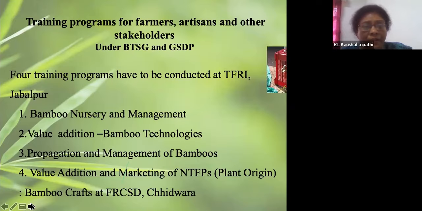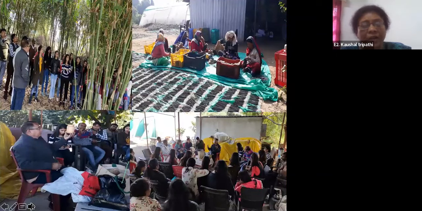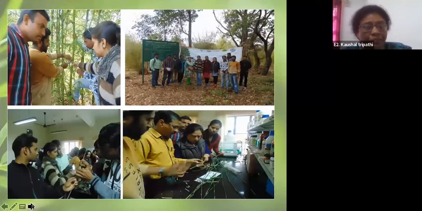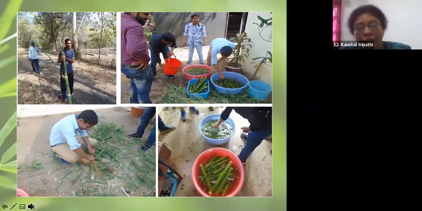Next slide, please. And these are pictures of some of the trainings conducted, pictures taken during the trainings. Next slide, please. The trainees are taken to the field, our plantations, germplasm banks, and the collection of material is shown to them, and also propagation through tissue culture, as well as macropropagation. Next slide, please. This is the training being shown the method of macropropagation through cuttings.